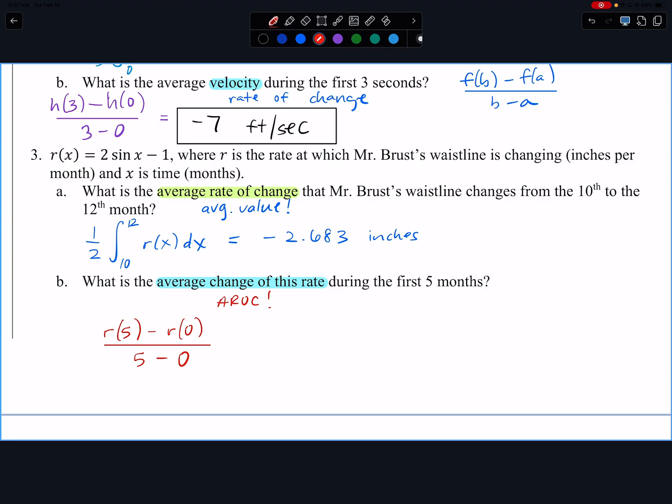Where in my calculator, remember, r is what? Which is what? y1. So in your calculator, do the same thing, guys. y1 of 5 minus y1 of 0 divided by 5. And I actually don't know what it is because I didn't do that part.